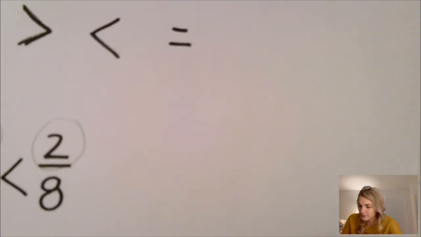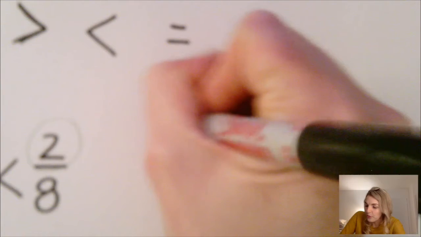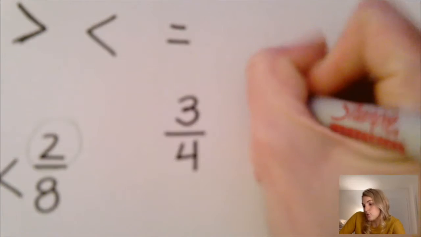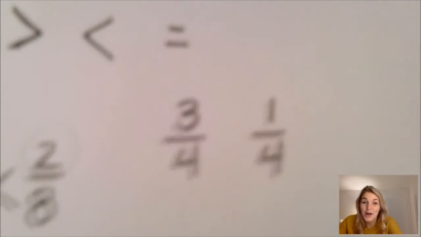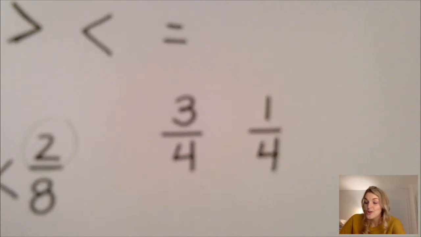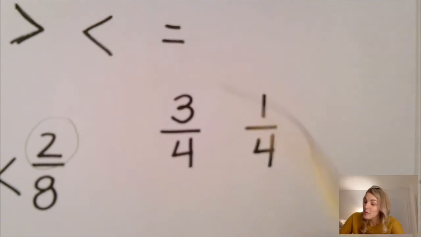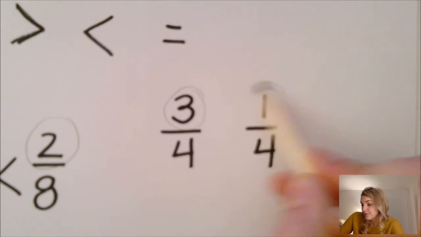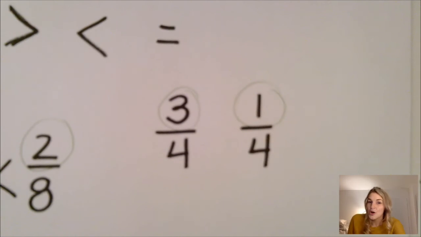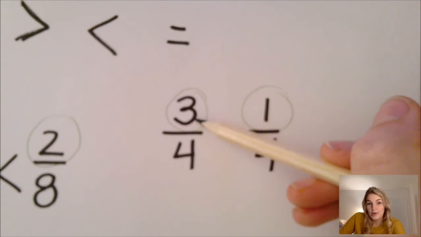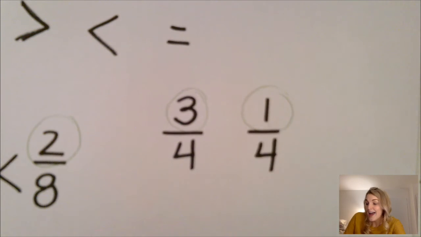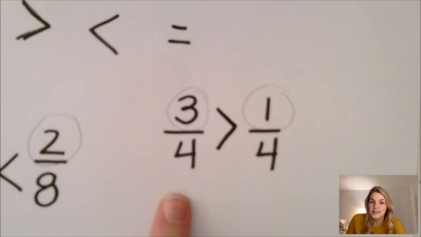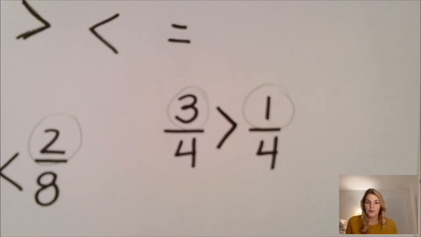Let's try another one. What if I have 3/4 and 1/4? Well, I see that the denominators are the same. So if the denominators are the same, remember we're going to take a look at our numerators. Okay, so which number is bigger, 3 or 1? Well, we know the alligator wants to eat the bigger number. So the alligator wants to eat the 3. So we read this as 3/4 is greater than 1/4.